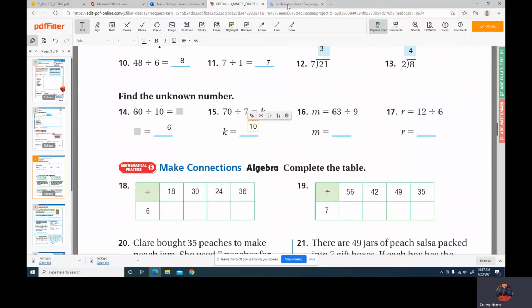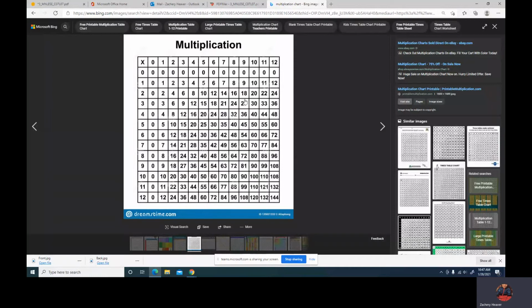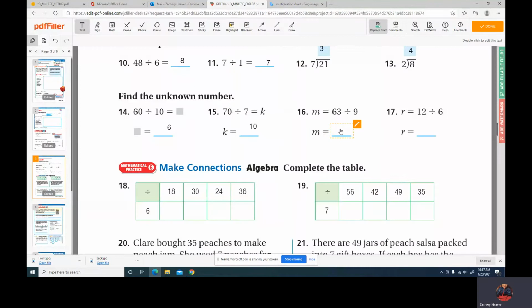63 divided by 9, oh, that's a tough one. Let me go see what that might be. So I'm going to go to my 9s, go down to 63, and go all the way over 7. So my m is going to equal 7. And 12 divided by 6, if we skip count 6 twice, it'll be 12, which makes 2.